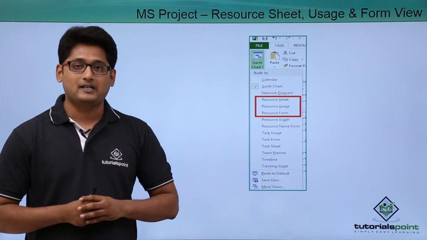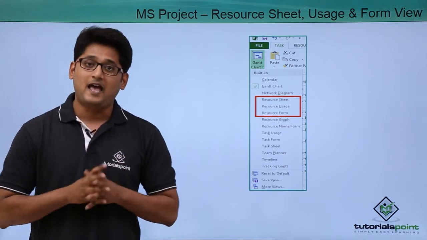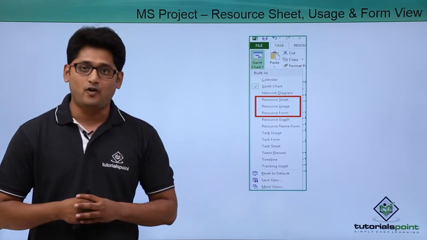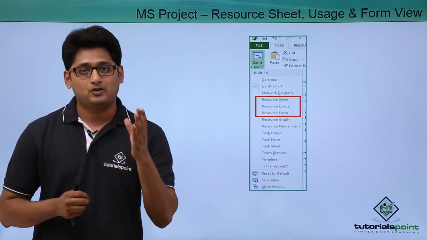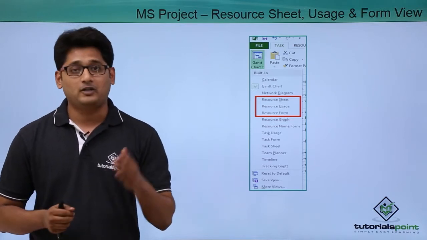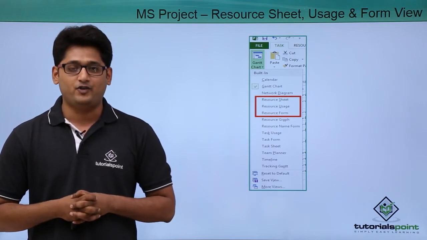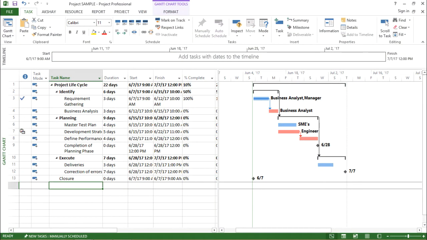Moving on with the next one, resource usage view. In this view, I can see how this particular resource has been used overall throughout the project. And the third one is the resource form, which gives me a detailed report on how the resource has been used throughout the project and how it can be used for the further process. Alright, we will have a better understanding of these views in our practical approach. Now in this video, I'm going to specifically talk about resource sheet, resource usage and resource form.